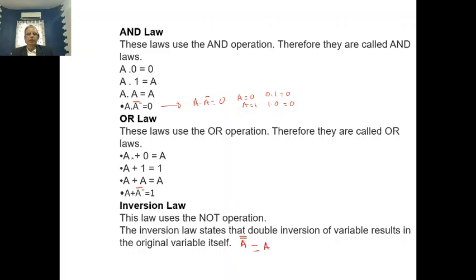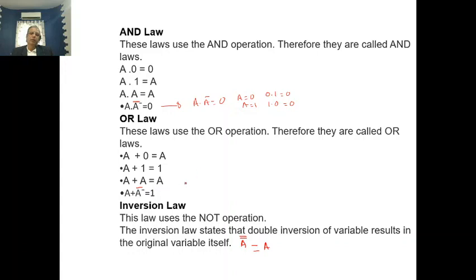A plus 1 is 1. If A is 0, this is 1. If A is 1, this is 1. Because for the OR operator, if any one input is high, the output is high. Then A plus A is A. If A is 0, 0 plus 0 is 0, and 1 plus 1 is 1.